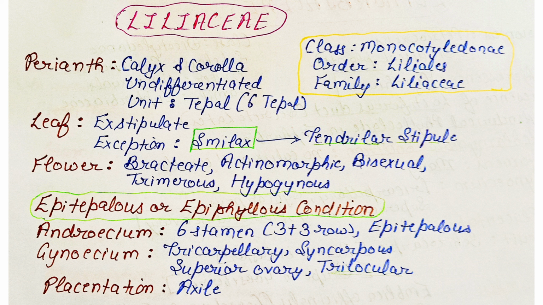The epitepalous or epipetalous condition is seen in stamen. There are total 6 stamens arranged in the 3+3 manner. The gynoecium is tricarpellary syncarpous and superior ovary is present. The ovary is trilocular. Placentation in Liliaceae is axile.